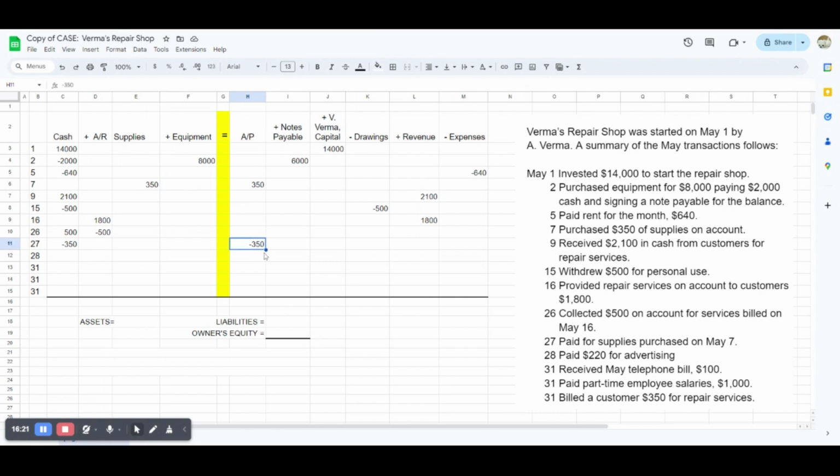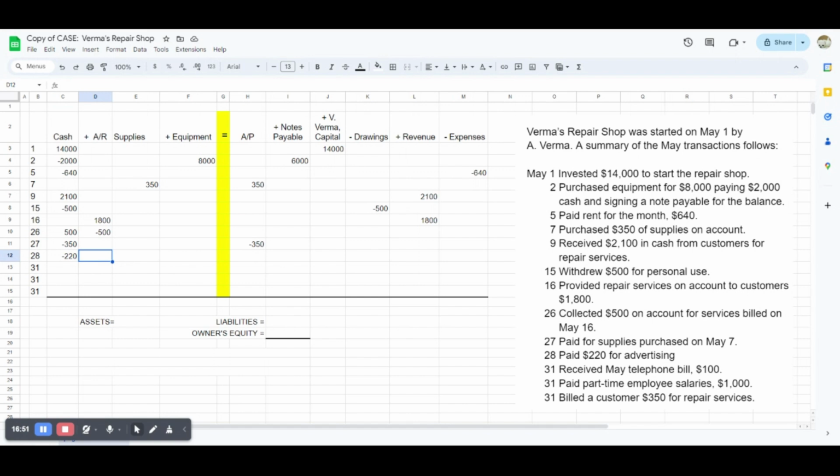Okay, and now for May 28th, you paid $220 for advertising. Whenever it says paid, you're going to decrease the cash because you're taking money out by paying things. So you paid $220, so cash is going down by $220. And this is for advertising.